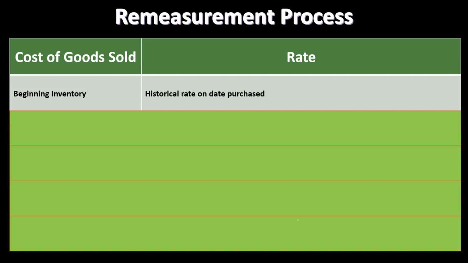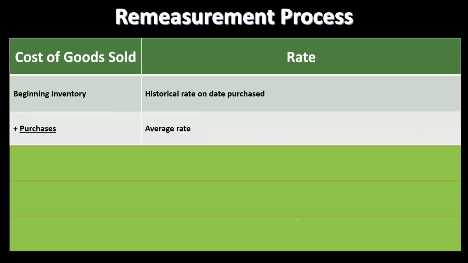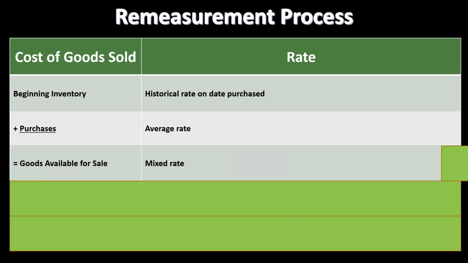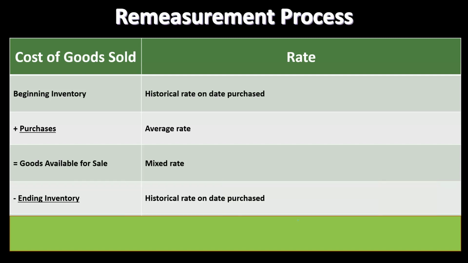But with the cost of goods sold in the remeasurement process, we've got to break it down, because now we have the inventory, which is non-monetary on the balance sheet, and the related account on the income statement is the cost of goods sold expense account. It's somewhat complicated because we have to break down the components of the cost of goods sold. For the beginning inventory, we have to use the historical rate on the date purchased. Then for the purchases, we're going to use the average rate. This is our cost of goods sold calculation. That gives us the cost of goods available for sale, which now has basically a mixed rate. And then we subtract out the ending inventory.